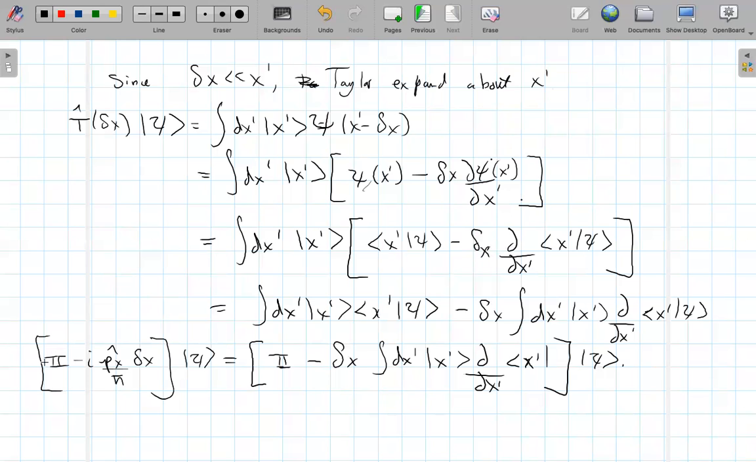So basically, now if I match the left-hand side to the right-hand side, the 1 is the same here. So basically what this means then is that anything that shows up in front of or behind the delta x must be the same thing. So what this implies to us then is that i divided by h bar times the momentum operator must be equal to this stuff here, right? So this has to be equal to the integral of dx prime of then x prime delta x prime x prime.